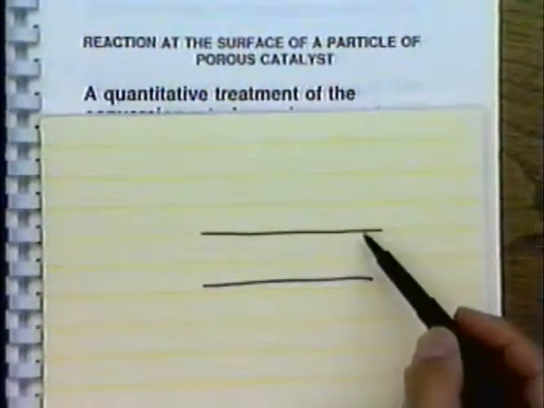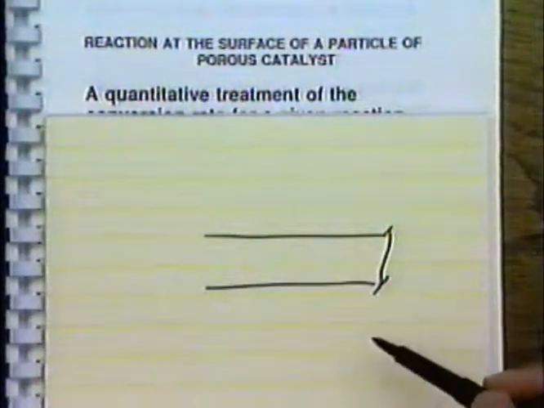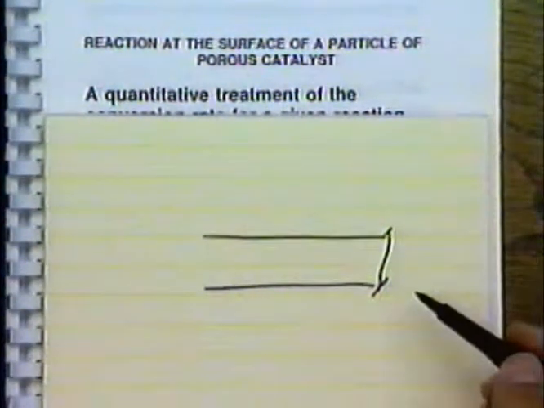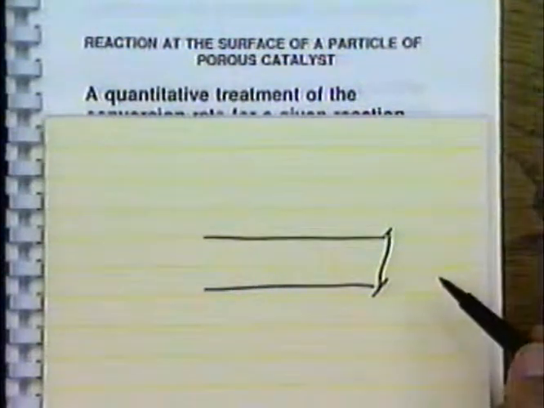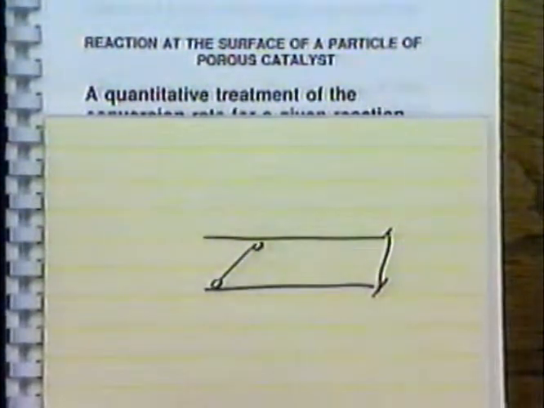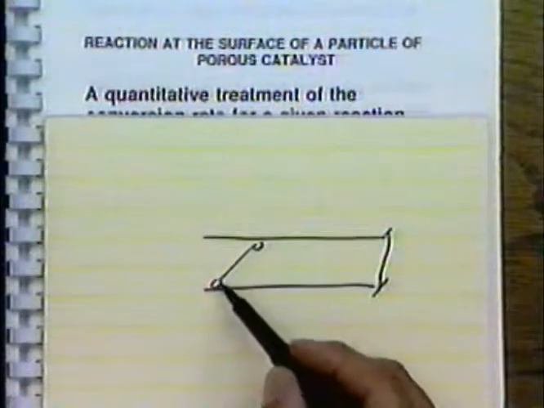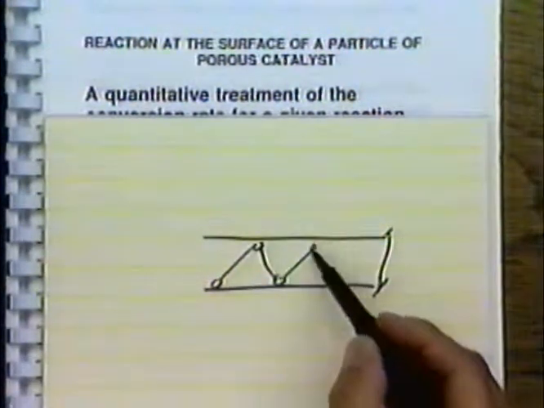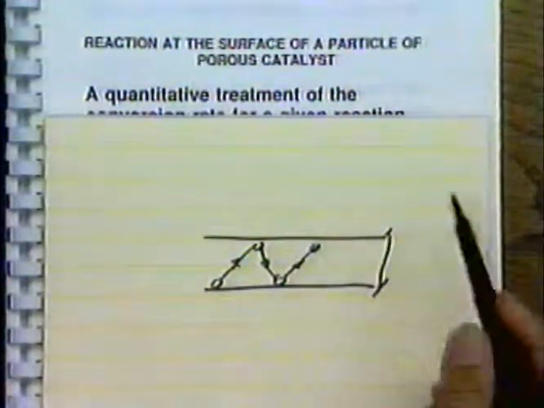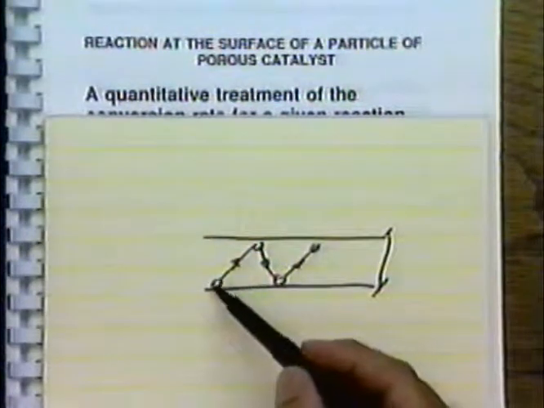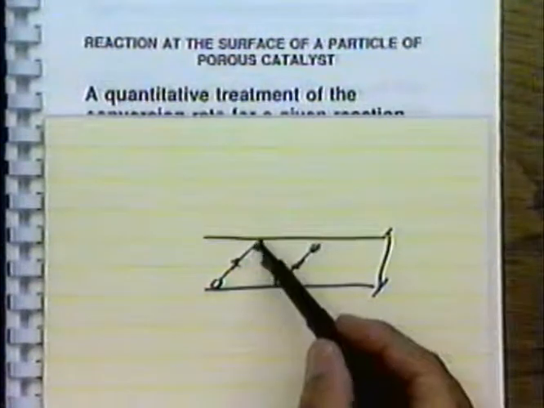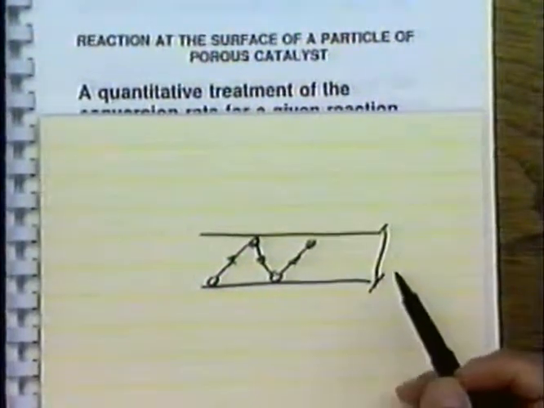But in general, the diameter of this pore is less than the mean free path of the gas molecule. If the diameter of the pore is smaller than the mean free path of a gas molecule, the diffusion in the pore will occur by the so-called Knudsen diffusion. That is, the molecule makes multiple collisions with the surface of the catalyst. Before having a molecule-to-molecule collision, we will have a particle-wall collision. This is the so-called Knudsen diffusion.